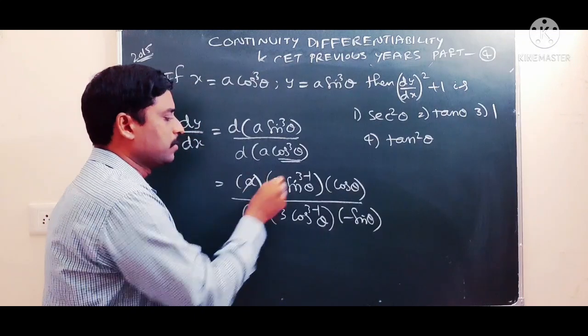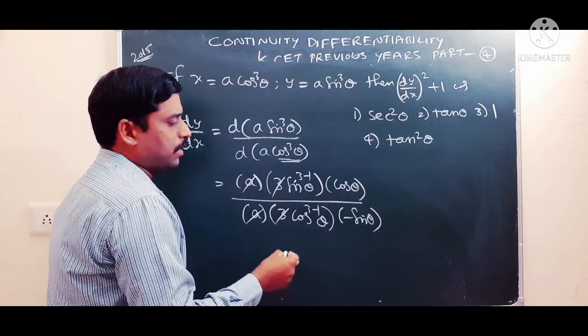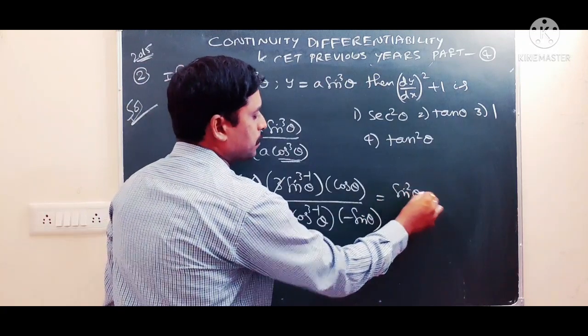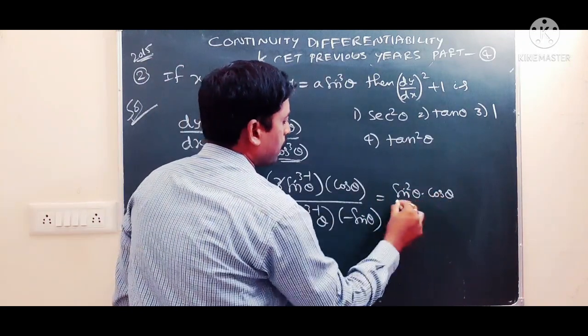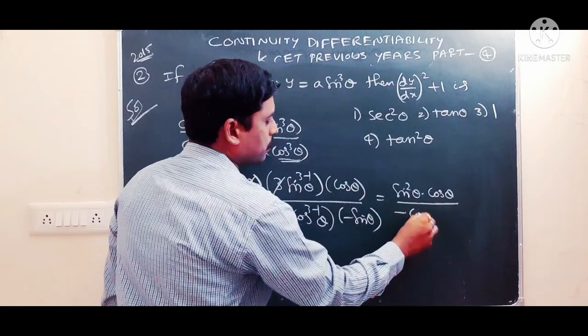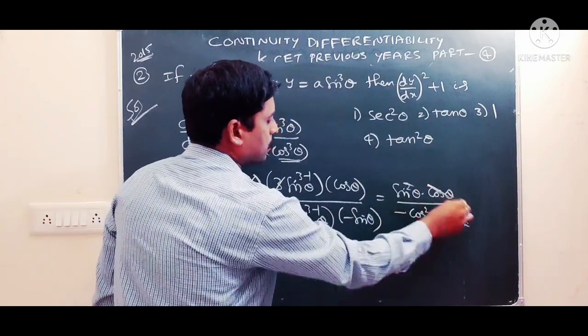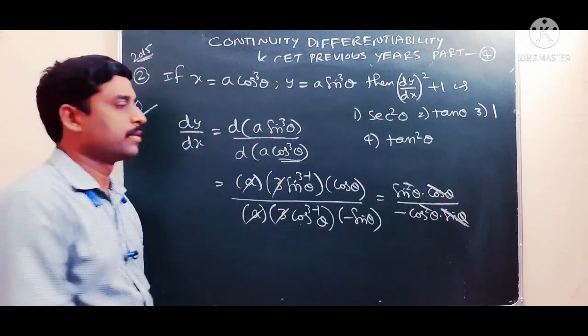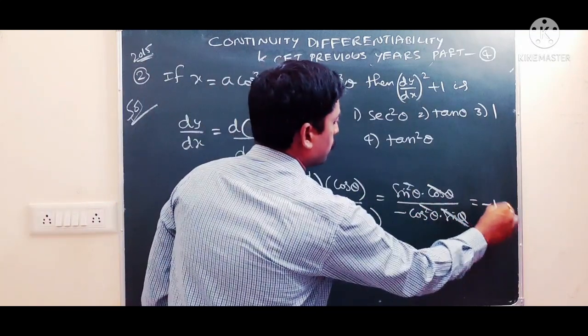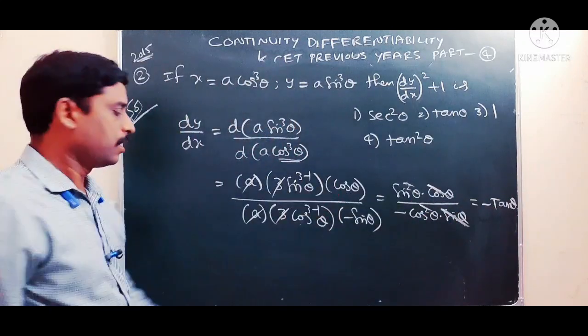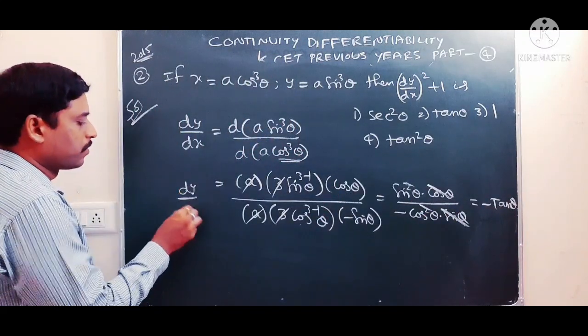In this, a and 3 get cancelled. Okay, this will be sin square theta into cos theta, in the denominator minus cos square theta into sin theta. One sin theta as well as cos theta get cancelled. So the remaining will be minus tan theta, sin theta by cos theta, minus tan theta. This is dy by dx.